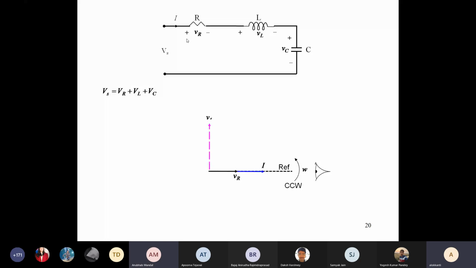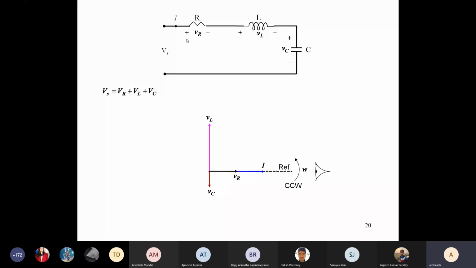Similarly, you have the VL. VL is basically, it will be 90 degrees ahead of the current phasor. So that is VL. And similarly, VC, we know, is lagging the current phasor by 90 degrees. So it is basically lagging the current phasor.